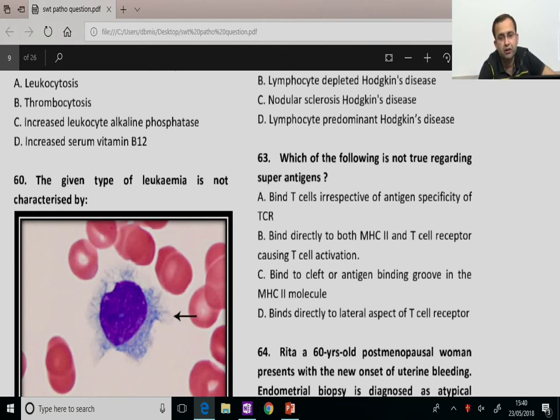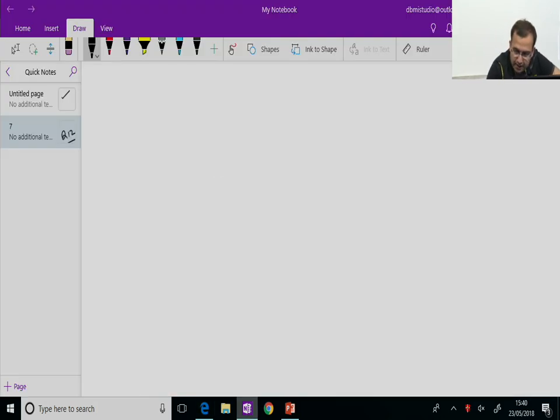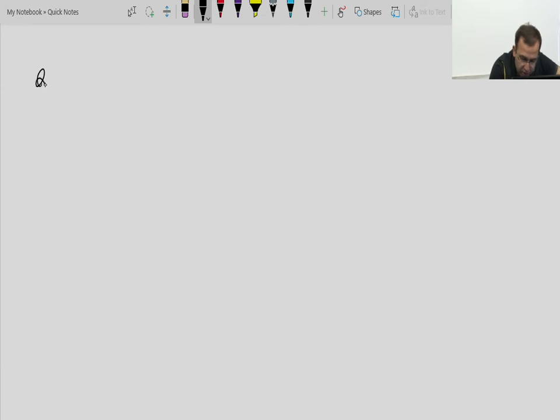No, it does not bind to the cleft. It binds directly. So the answer is C. Binds directly to the lateral aspect of T cell. This is true. So question number 63. The answer is C. Which of the following is not true? And not true is it binds to cleft or antigen binding groove.